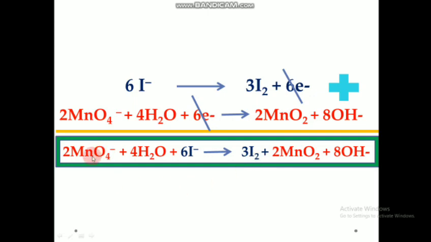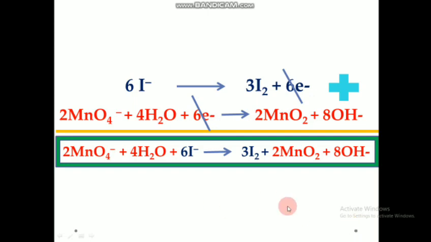And charges, we have 2 negative charges here and 6 negative charges here. So total 6 plus 2, 8 negative charges are there on this side. Here if you see, we have 8 OH negative, so 8 net negative charges. So on both sides we have 8 negative charges. So all of them are balanced.